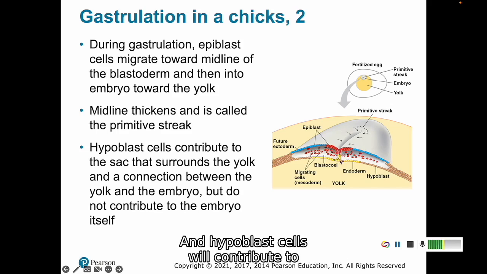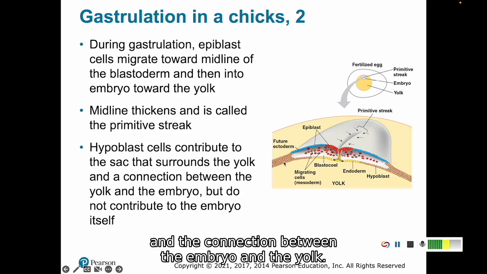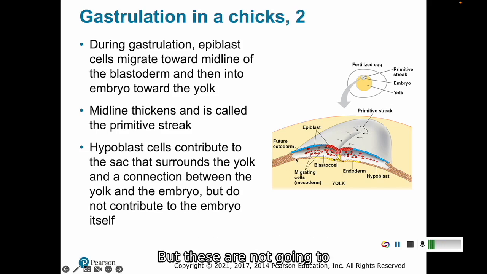And the hypoblast cells will contribute to the sac that surrounds the yolk, and the connection between the embryo and the yolk. But these are not going to contribute to the embryo itself.